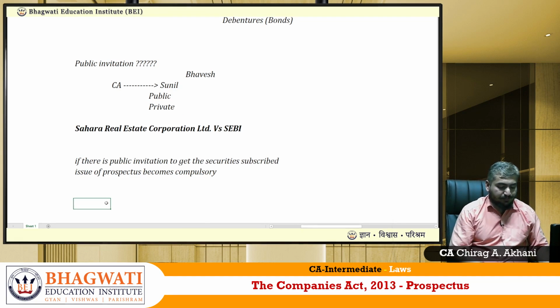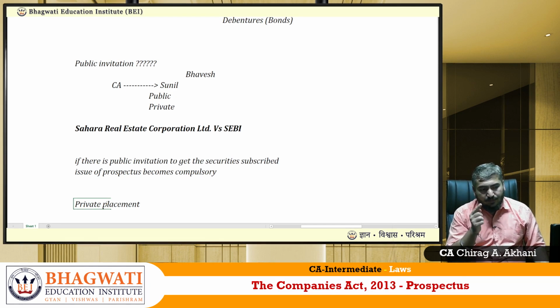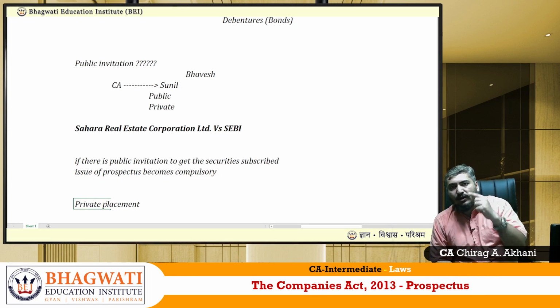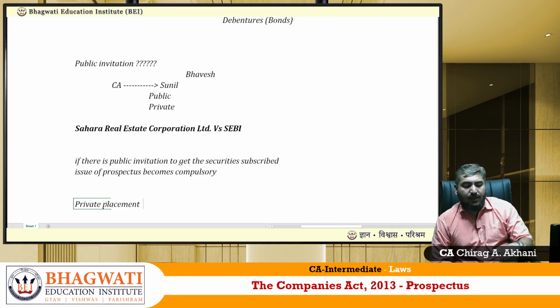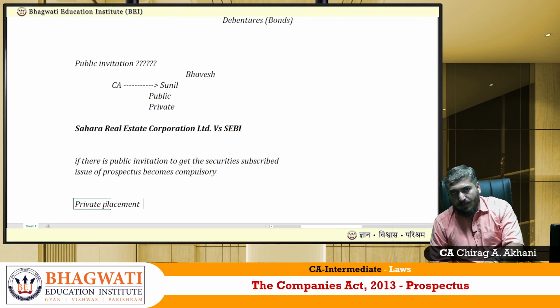The government says that even if it is a private placement, but beyond a certain number in a year, in a financial year precisely, even if it was invited through the private mechanism, in the eyes of the Companies Act 2013, it will be considered a public offer. I hope you are understanding this.